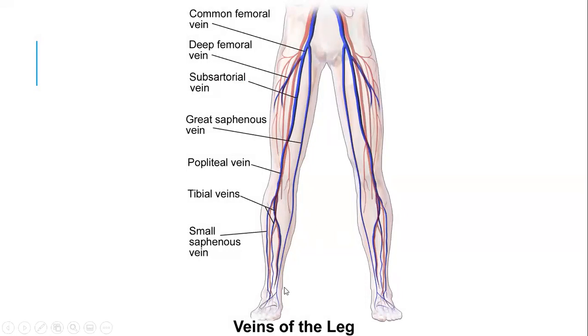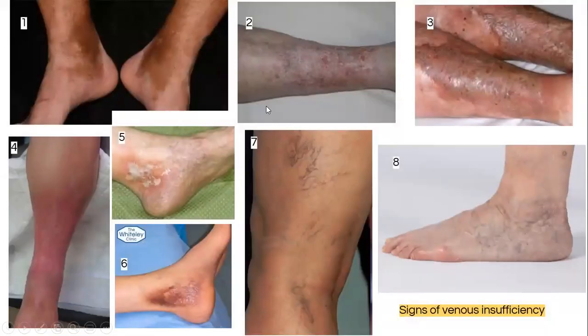So here you've got your veins of the leg. You've got to think about where it starts. It starts at the bottom here and it ends at the top. And these are the signs that you are looking for. Do you guys know what any of these are? So anyone for number one? Or 7. It does look like telangiectasia, number 7, it does. 1 is hemosiderin, really good. Number 2?